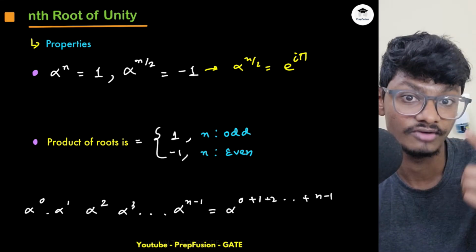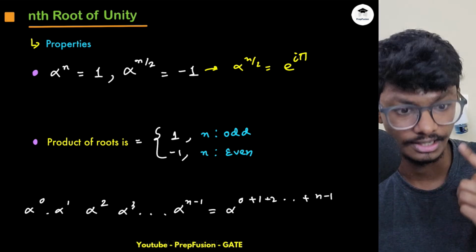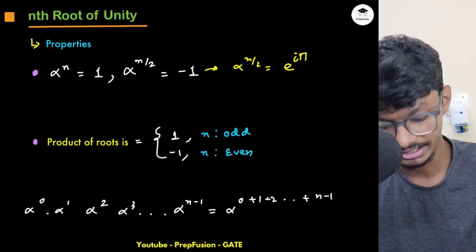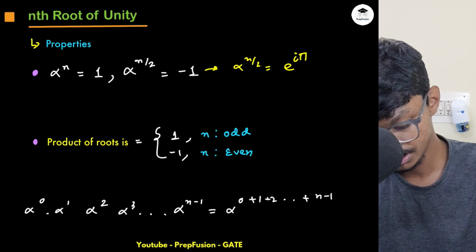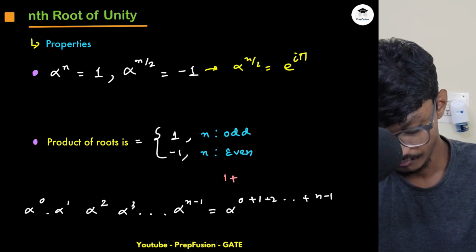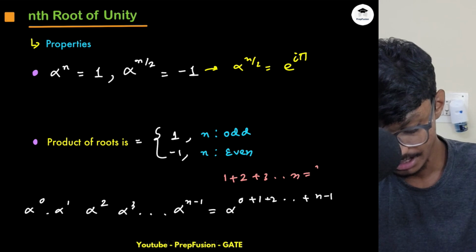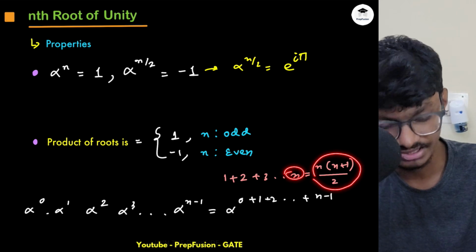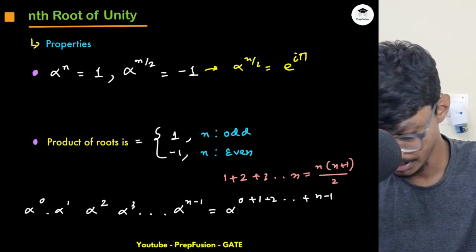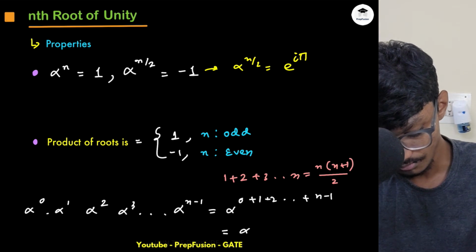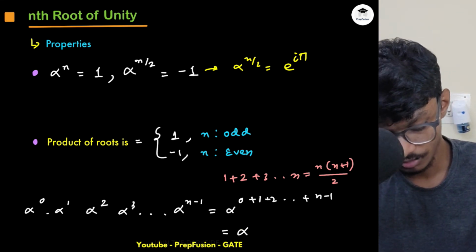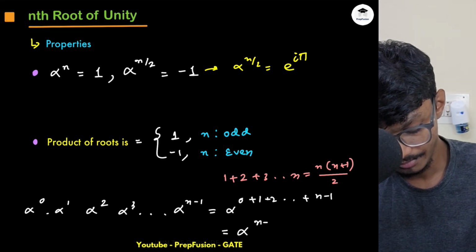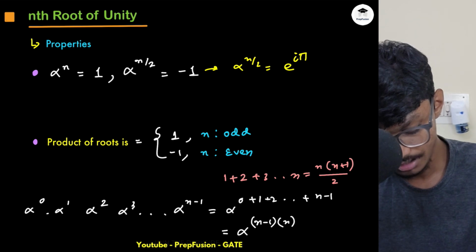So this is the sum of the first n minus 1 natural numbers. We know the summation formula of the first n terms. If I have 1 plus 2 plus 3 up to n, it is n into n plus 1 divided by 2. Instead of n, I have n minus 1, so I will replace n with n minus 1. So this will be alpha raised to power 1 plus 2 plus 3 up to n minus 1, which is simply n minus 1 into n divided by 2.